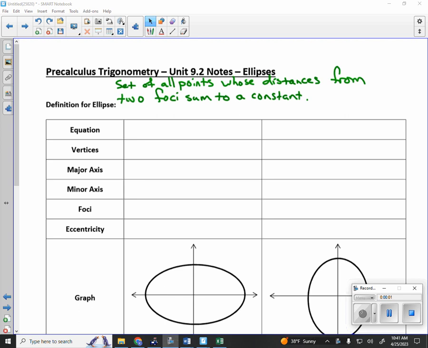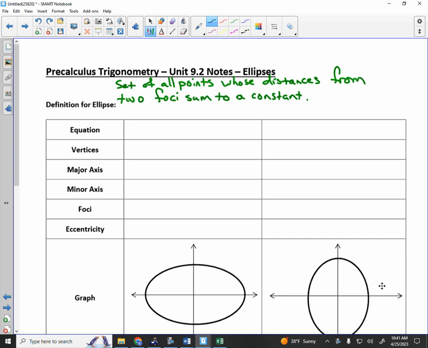Well, the definition for an ellipse is the set of all points whose distances from two foci sum to a constant. And you don't have to memorize that. But I do want to show you just very briefly what that means. I'll give you a second to write it down. And then that should make sense to how we see the equation. I could show you the equation or how we get it, but we don't have quite that time.